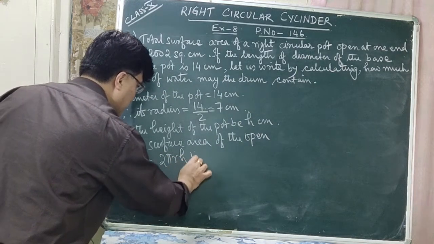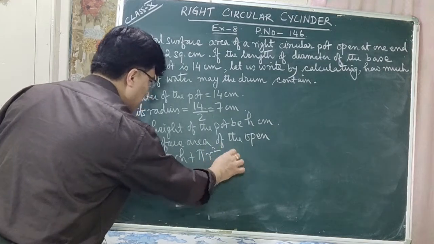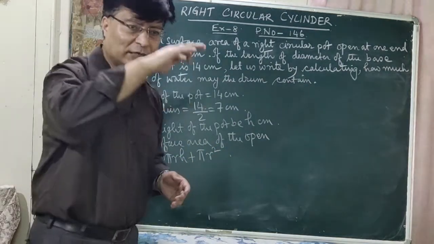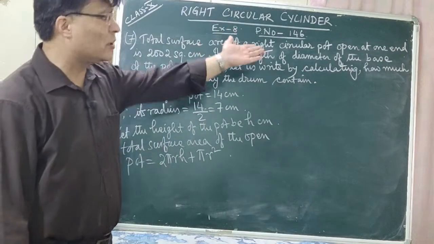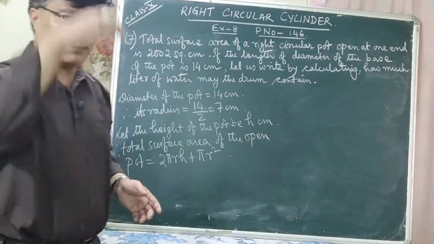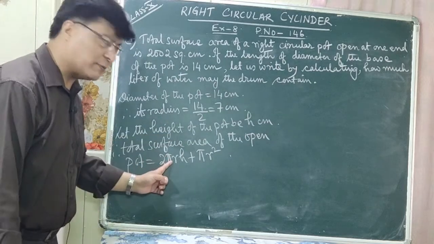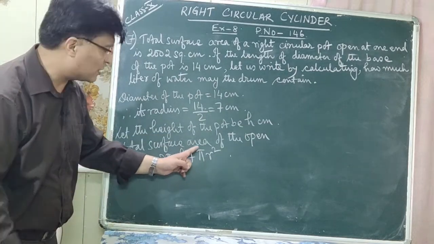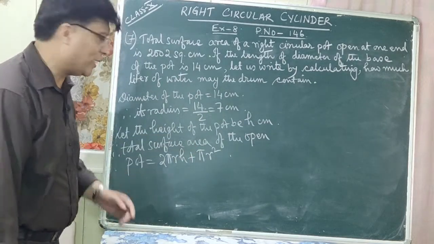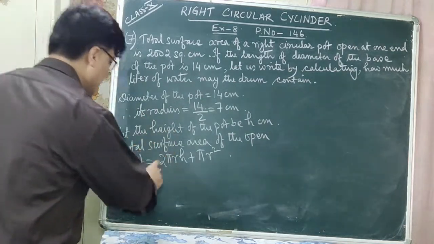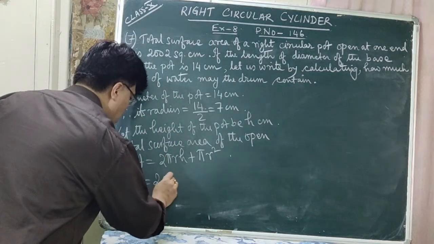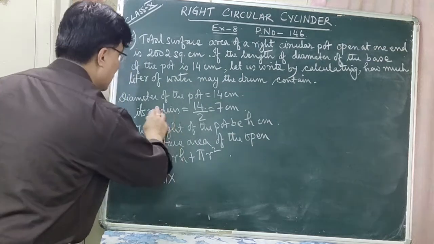It is 2 pi rh plus only the area of the base, not the area of the upper portion, because it is open, right? We should not add the upper area. For the curved surface area, we only add the area of the bottom base, that is pi r square. Okay, so we know r is 7. 2 pi into what is r here?